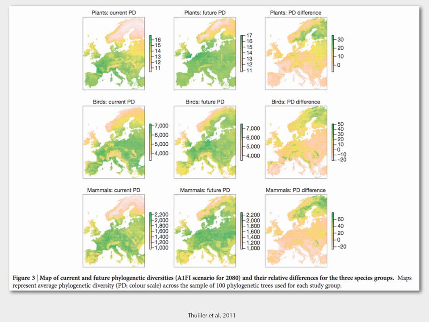What's the scale here? It goes below zero. Yeah. So this is the difference. This is current minus future. So we'll expect it to be positive, usually. But it can also be negative. What does that mean?